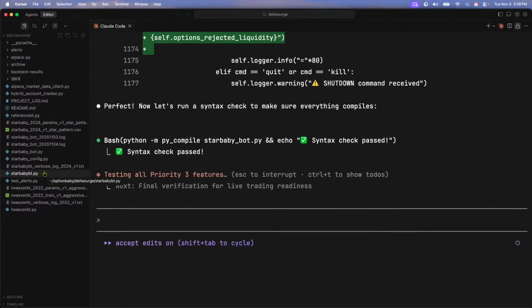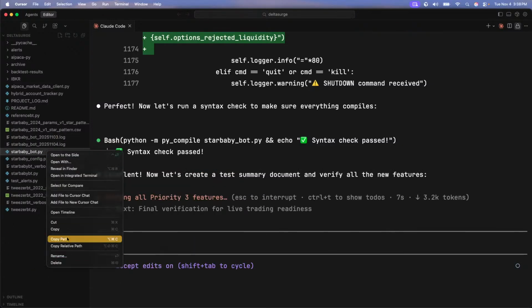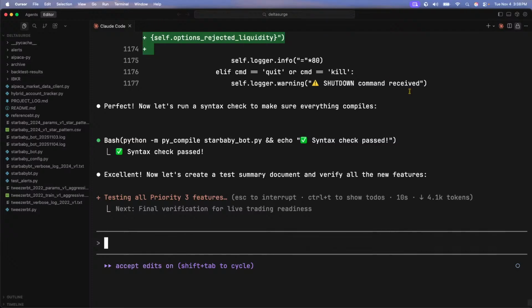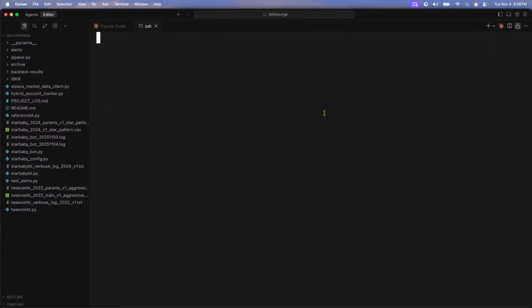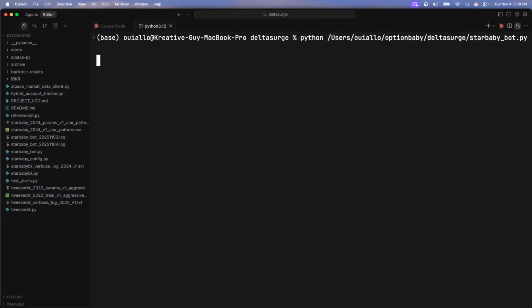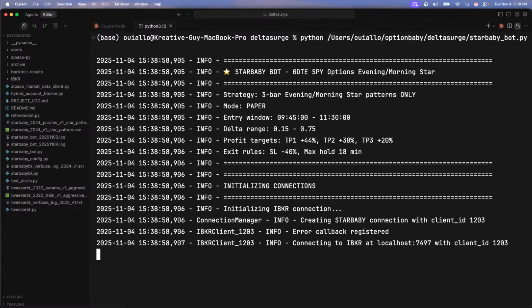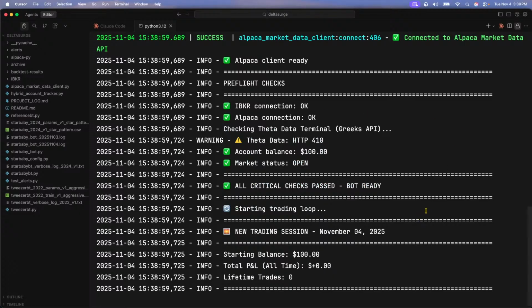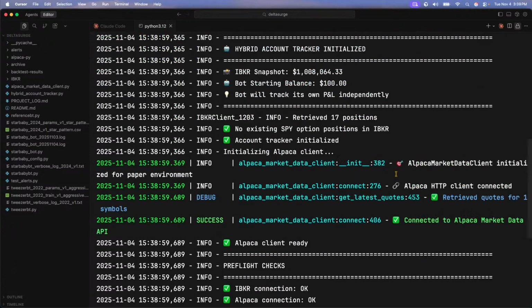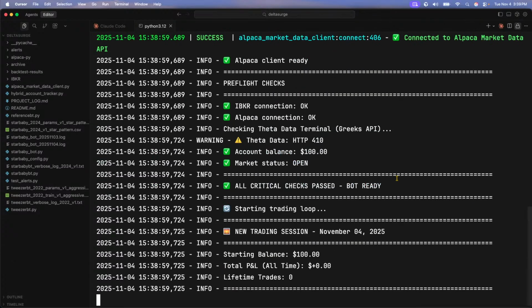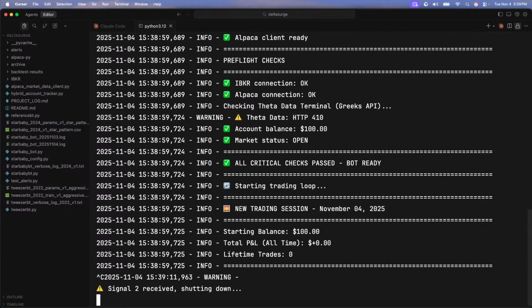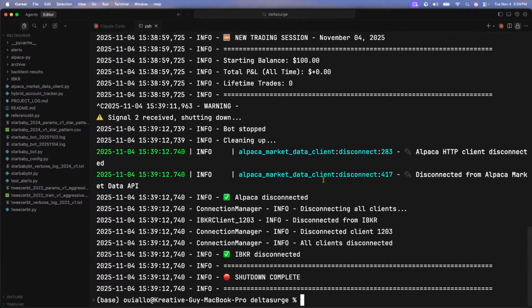All right, let's run our bot and test it though. See what's up. Run our bot, test it. All right, perfect. New trading session. Oh, look at this. This is going to be so nice running tomorrow.